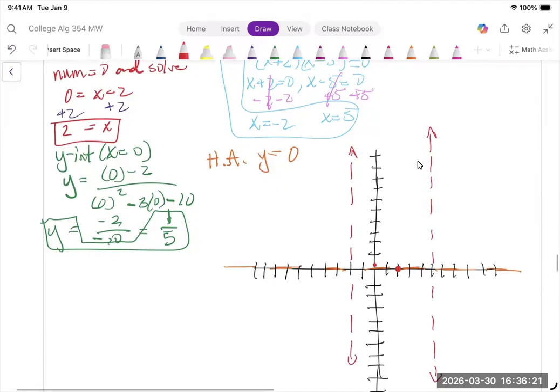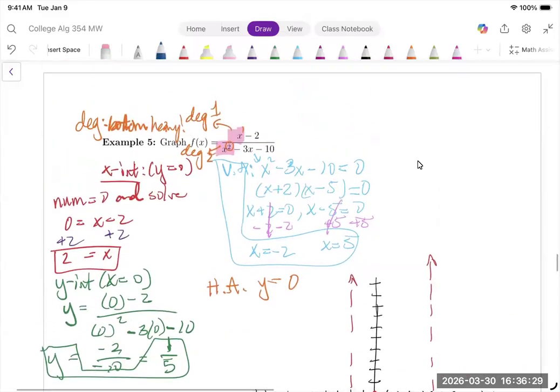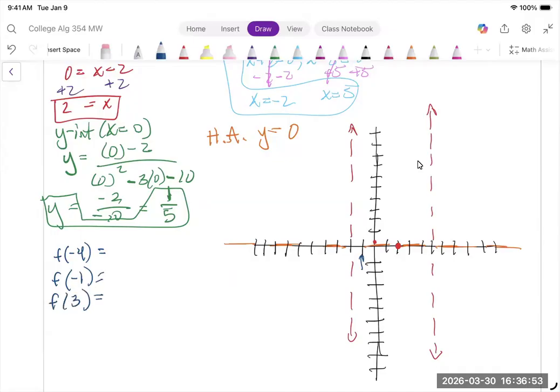Now we just want to do some test values. So maybe let's do f of something over here. Let's do, I don't know, -4. F of -4, that works. See where that pops out? How about f of -1? See where that point is. Maybe f of 3. And let's say f of 6, because that's 5, here's 6. See what's going on. Maybe f of 7, who knows? We'll see.